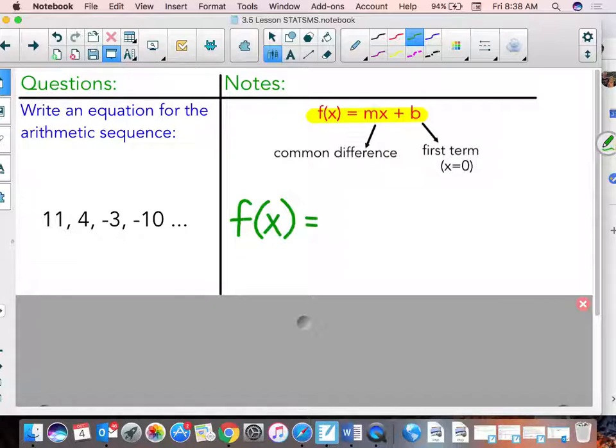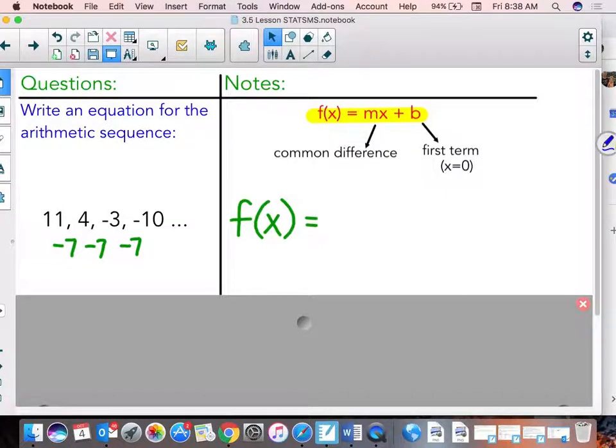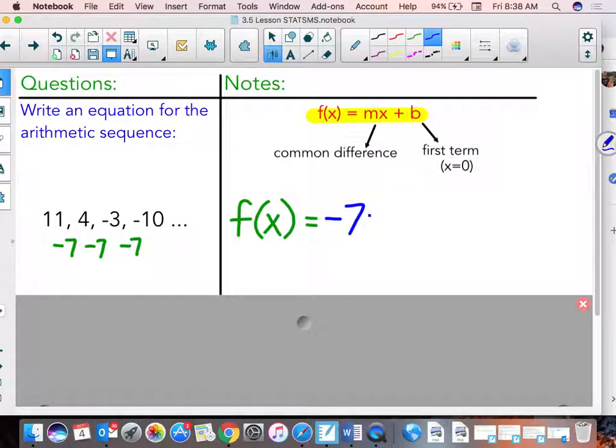I am subtracting 7 each time. So that minus 7 is going to go right here. The x from right here stays in my equation. f of x is just a fancy way of saying y equals. So this is our equation.